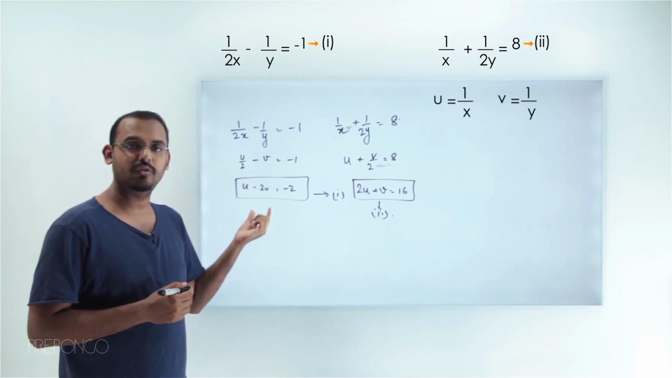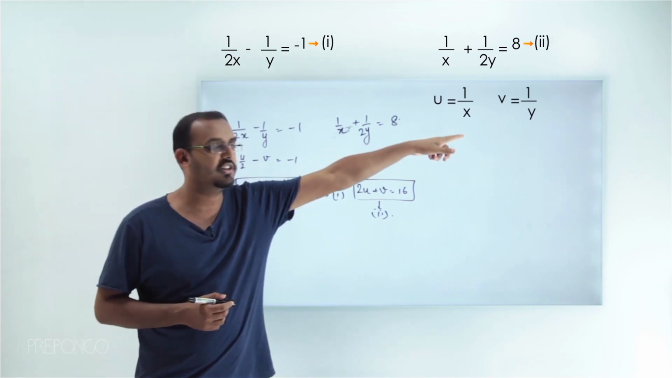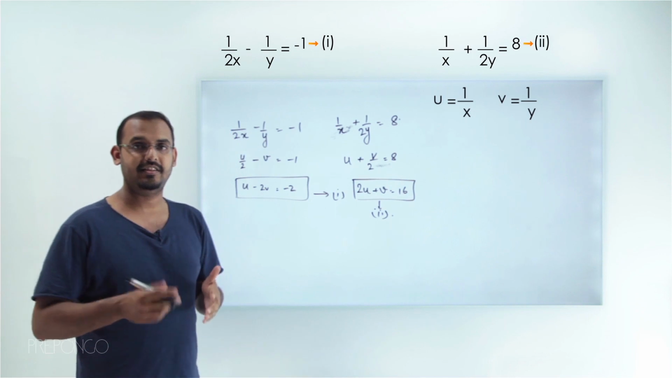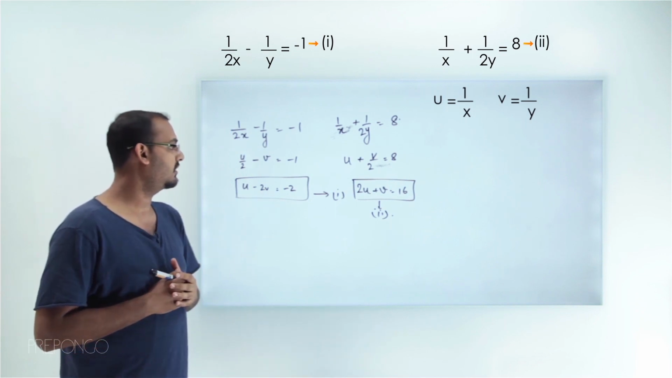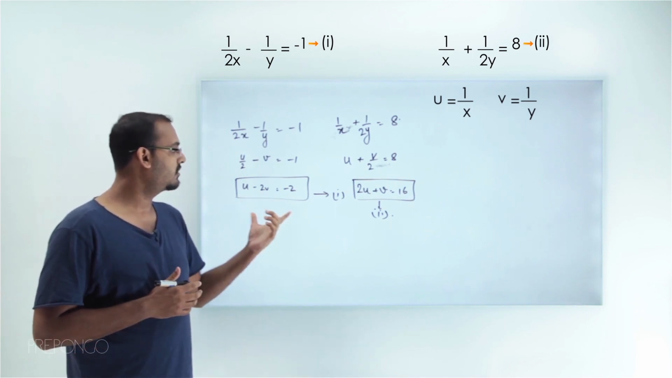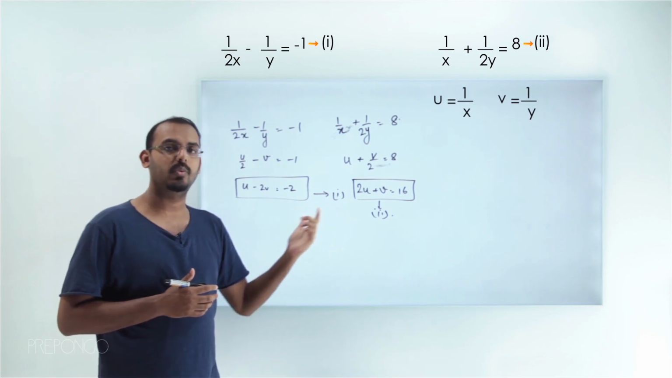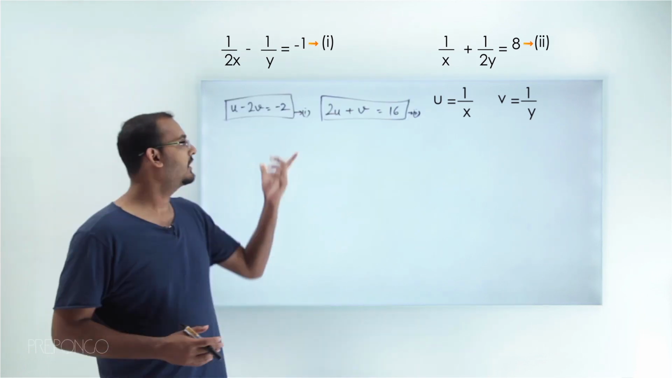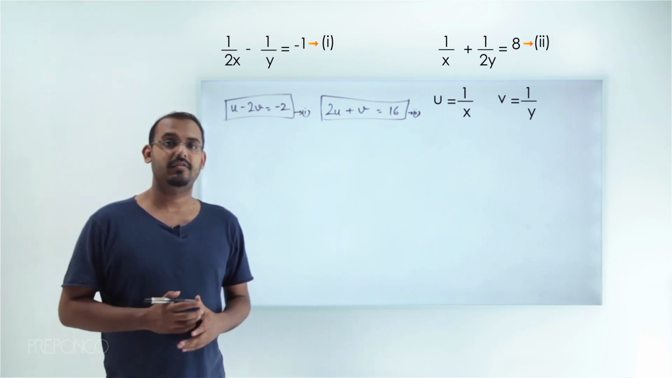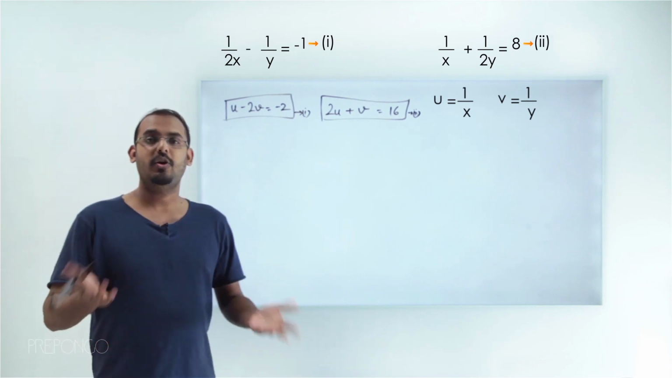Once I have the values of u and v, I can use these expressions to find the values of x and y. So this is how we can solve this. So now in the next step, what we'll do is we'll solve these pair of linear equations in two variables. Now that we have the two equations that we call a pair of linear equations in two variables, we know how to solve them, right?